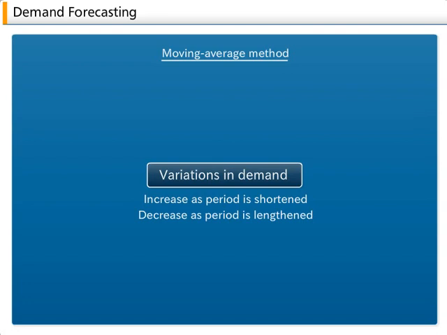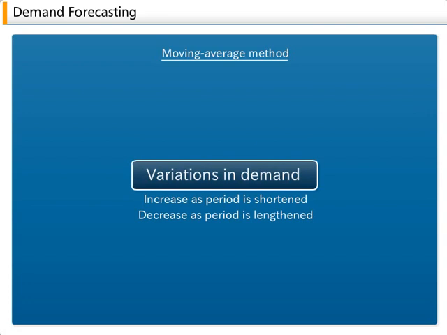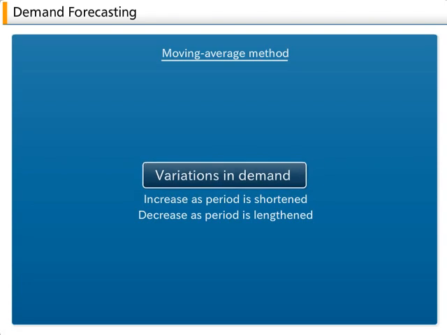One, moving average method. Variations in demand increase as period is shortened and decrease as period is lengthened. The moving average method uses this tendency to gain an understanding of trends in demand.